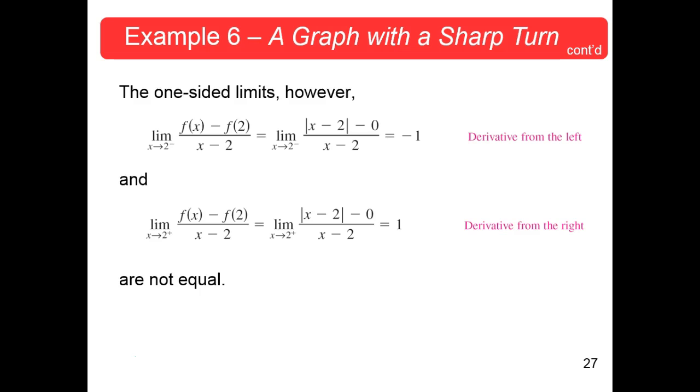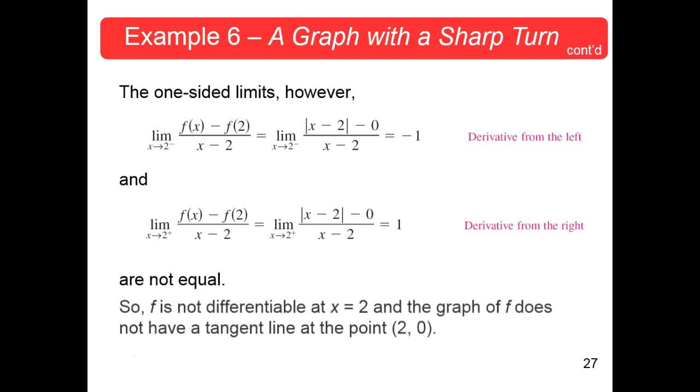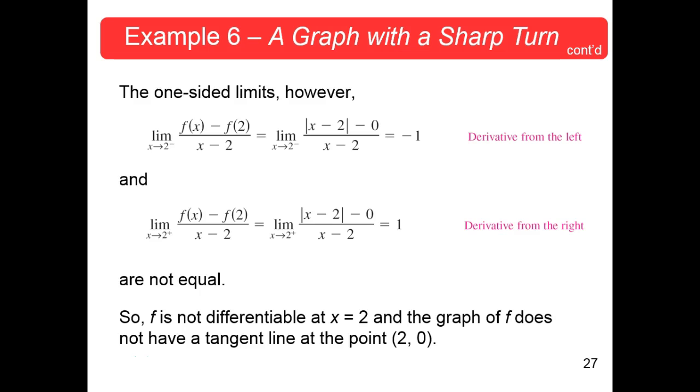The one-sided limit, this is what we just said. As you approach 2 from the left, that limit is -1. As you approach 2 from the right, it's a positive 1, not equal, and will never be equal no matter how close to 2 you get. So f is not differentiable at x equals 2. The graph does not have a tangent line at the point x equals 2. Continuous there, but no tangent line.